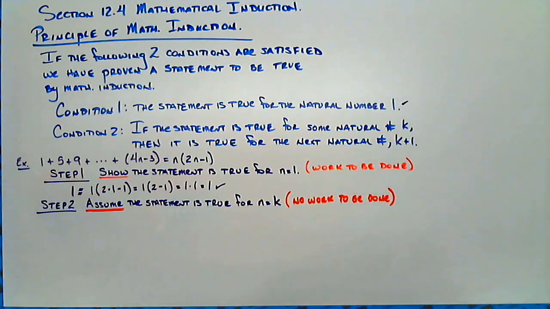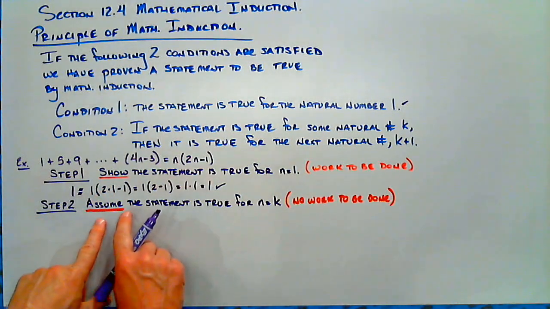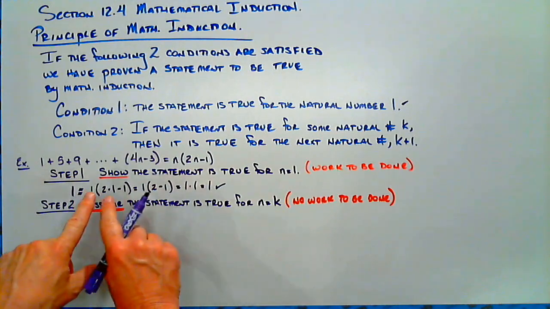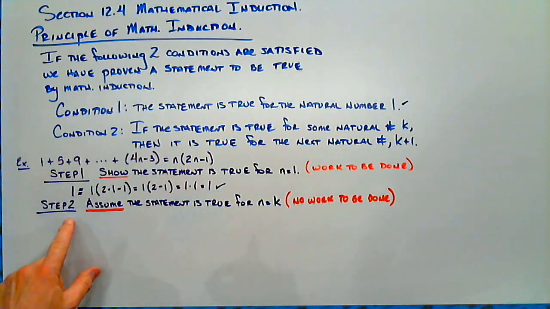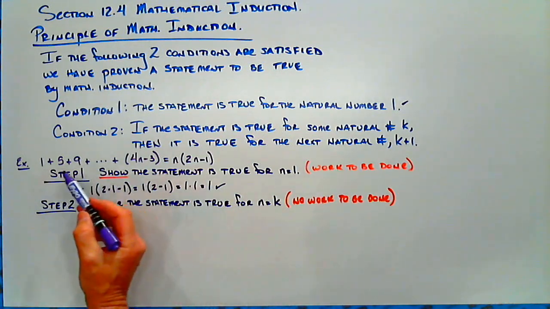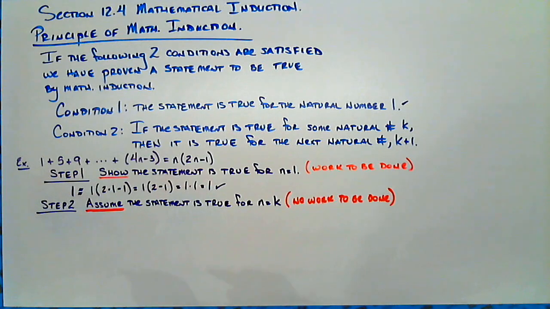I like to write that out so that we can remind ourselves just what is expected. What's expected in step 1? Show. Show is a verb, an action verb. So we are going to have to literally show it. We got to start with the left hand, show it's equal to the right hand. Step 2, we're simply assuming. We're assuming. We don't have to show anything. We have to assume that this statement right here is true when n is equal to k.